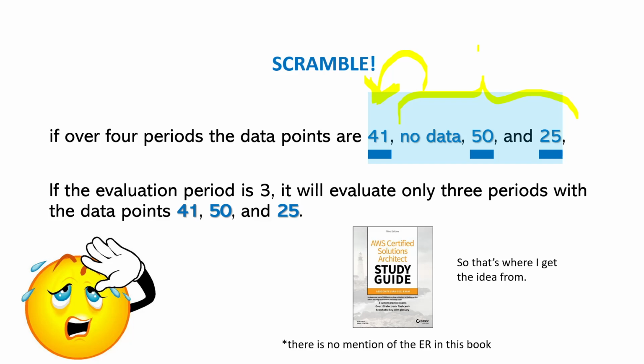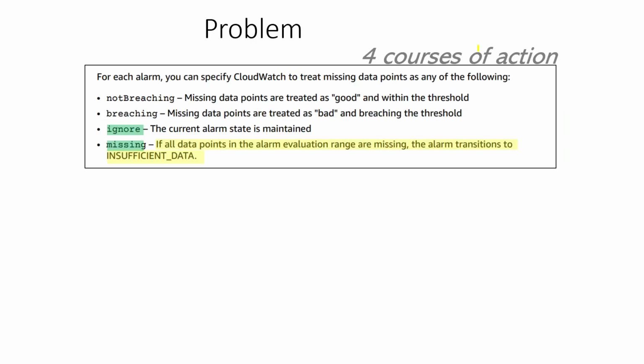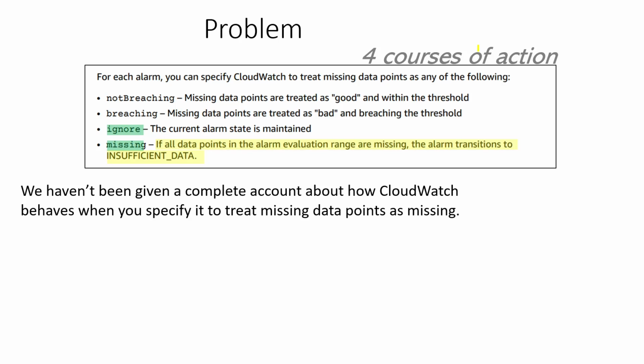And by the way, there's no mention of the evaluation range in this book, the red period that you go to in an emergency. So the problem is this, just to put it in more specific terms now: we haven't been given a complete account about how CloudWatch behaves when you specify it to treat missing data points as missing. Okay, we haven't been given a complete account of what happens with this fourth category here at the bottom.